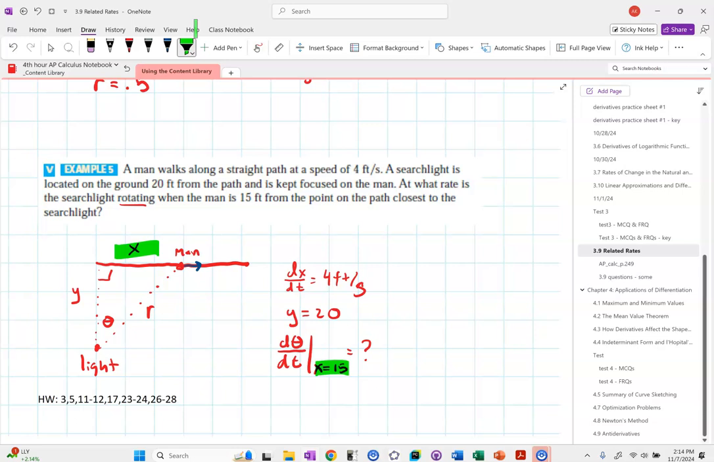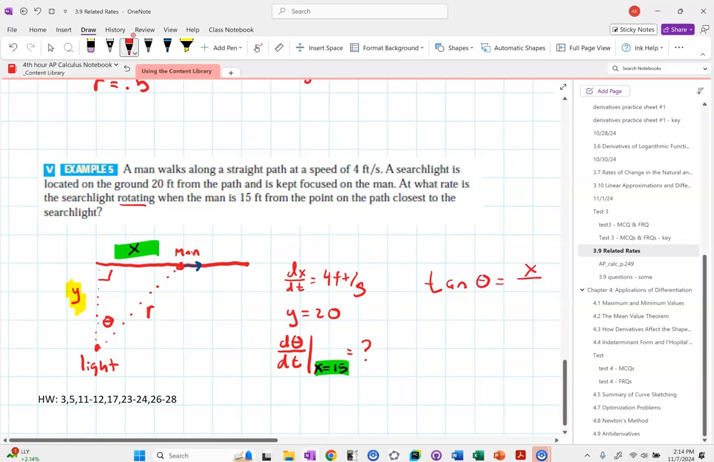Everybody's okay? Which other side would we like to involve? Because it's going to make our lives easier. y. Why do I want to involve y? It's a constant. Everybody agree? Which trig function would you like to use that includes opposite and adjacent? Tangent or cotangent? I'm going to pick tangent. It's fine to use cotangent here. And since y is a constant, I'm just going to drop the 20 in there. Everybody feel okay?